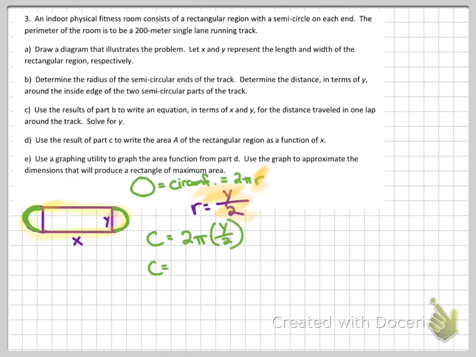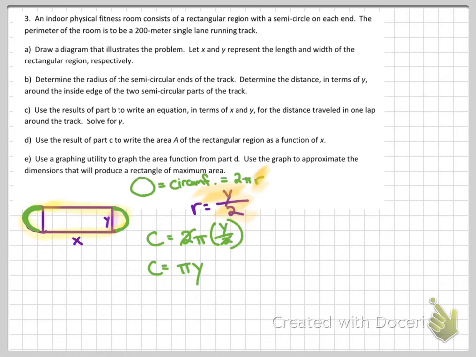Neaten this up a little bit. 2 pi y over 2, the 2's cross out. So you just get pi y. This is the distance in terms of y around the inside edge of the 2 semicircular parts of the track. So that is the green distance in our picture. So that is B.